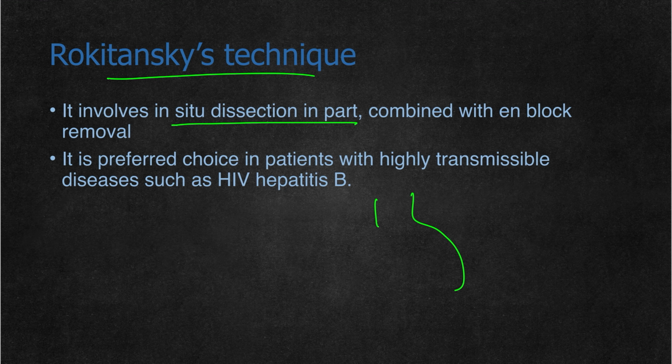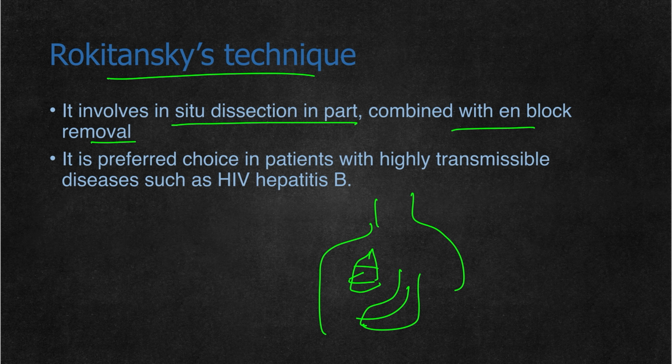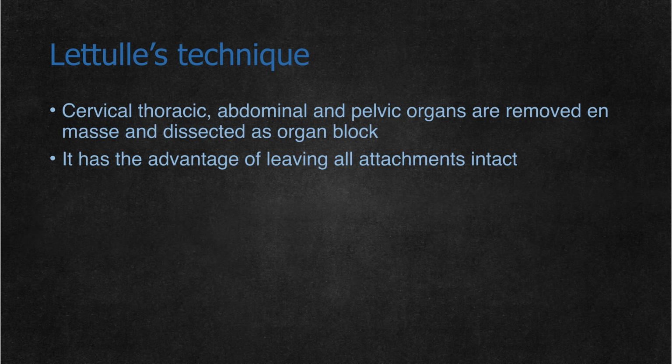In Rokitansky's technique, it involves in situ dissection. So here the lung is dissected and examined in the body itself, and the stomach is dissected and examined, combined with en bloc removal of each organ. It is the preferred choice in patients with highly transmissible disease like HIV or hepatitis B, in which the organs are dissected in situ in the body itself.